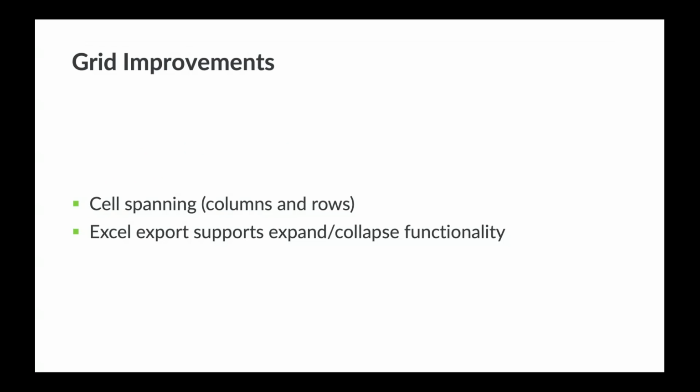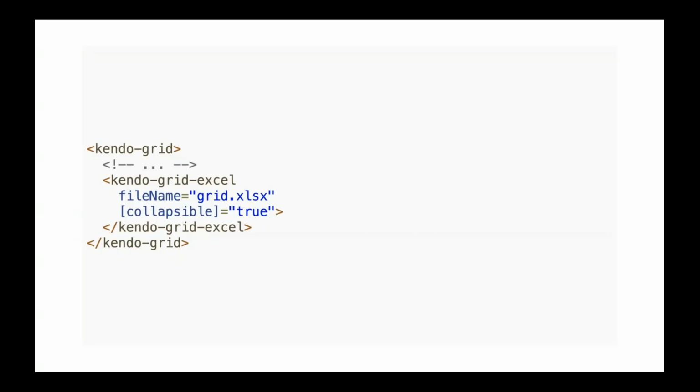Some other improvements we've added to the grid include cell spanning. This is a feature that allows you to support spanning of cells in both the same row as well as the same column. So we know those as column spanning and row spanning. And we also have the ability to support the expand collapse functionality within an Excel document. So if we're exporting to Excel, we can now add this capability going forward. The ability to add this is pretty simple.